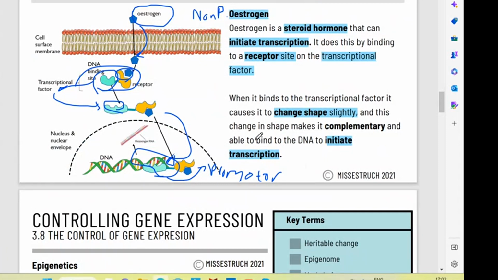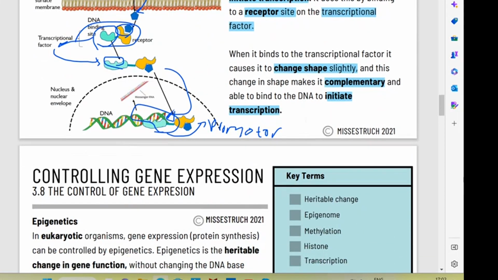Making it complementary. Remember using the word complementary. Make sure you use the word complementary. And that enables it to bind to the DNA to initiate transcription.